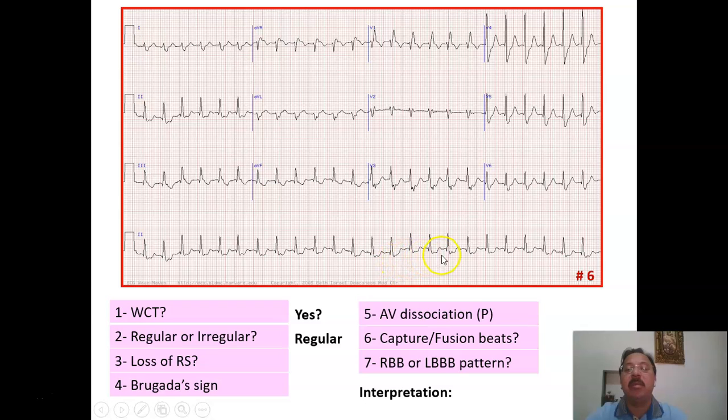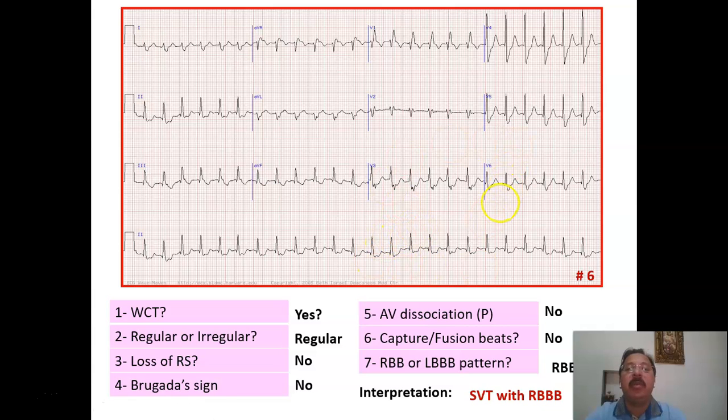Loss of RS? No. Brugada sign? No. Any atrioventricular dissociation, capture beats, fusion beats? No. And bundle branch block morphology, it's a right bundle branch block. So this is a regular narrow complex tachycardia, or maybe wide complex tachycardia with the right bundle branch block. So this is your SVT with the right bundle branch block.